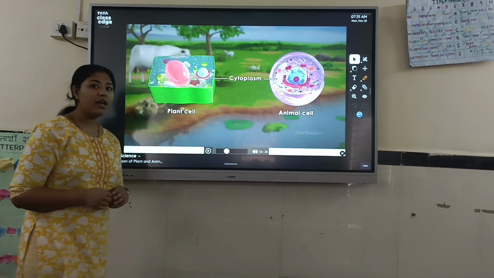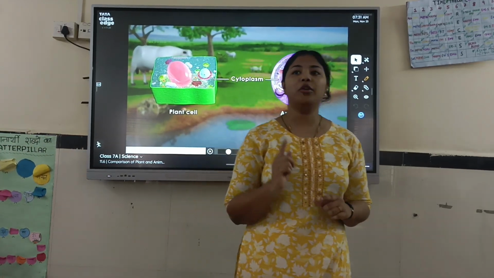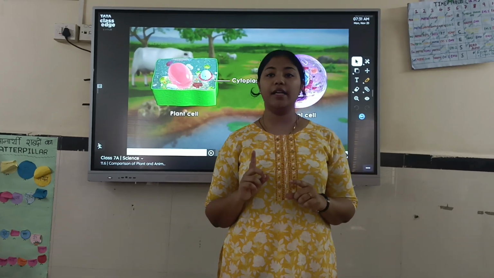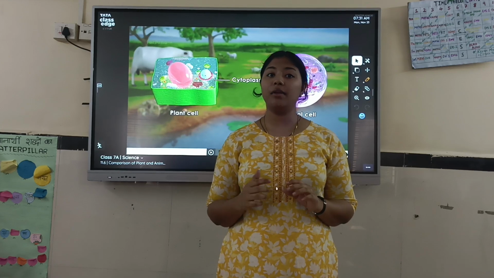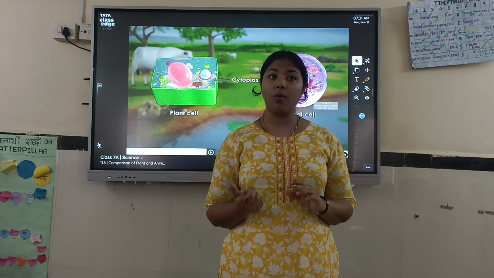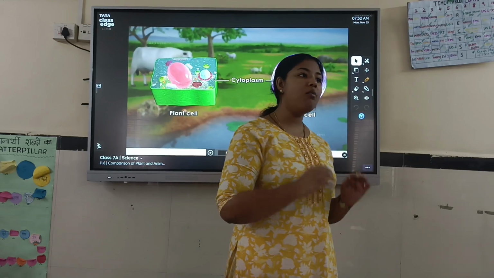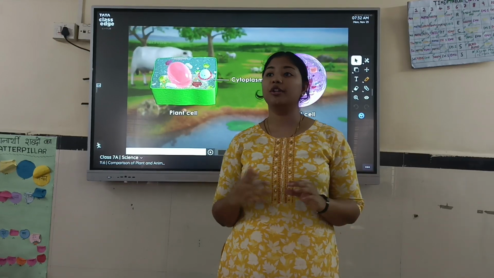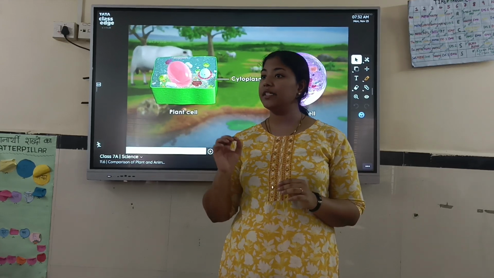Cytoplasm. So this was the very first one. First organelle that we are talking about in both the cells is what? Cell wall. But does the animal cell have a cell wall? No. Only plant cells have a cell wall. Now the cell wall in plant cell is made up of what? Cellulose. It is made up of cellulose.